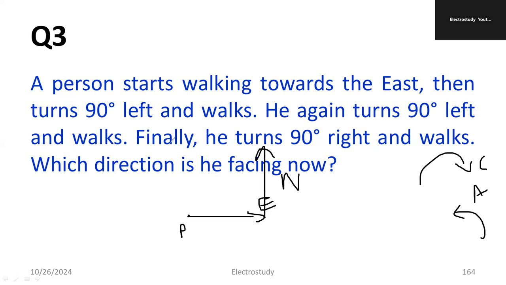Finally, he turns 90 degrees right. 90 degrees right means again either clockwise or anti-clockwise direction. It will be the clockwise direction only. So now it is at the east direction. Which direction is he facing right now? Yes, right now we can see it's the clockwise direction only. So there's a minor correction. He's facing the north direction only.